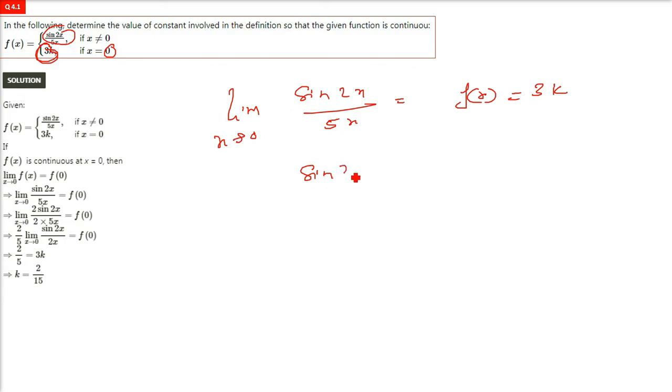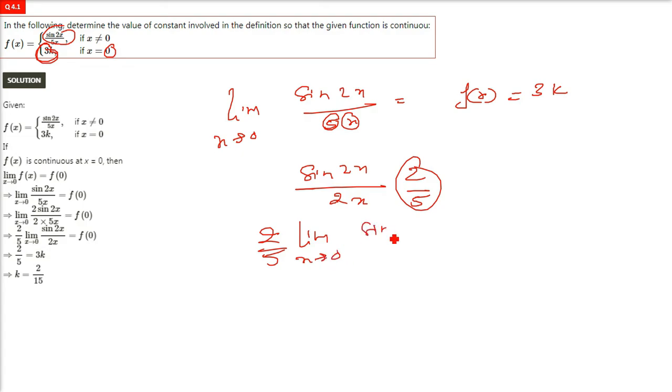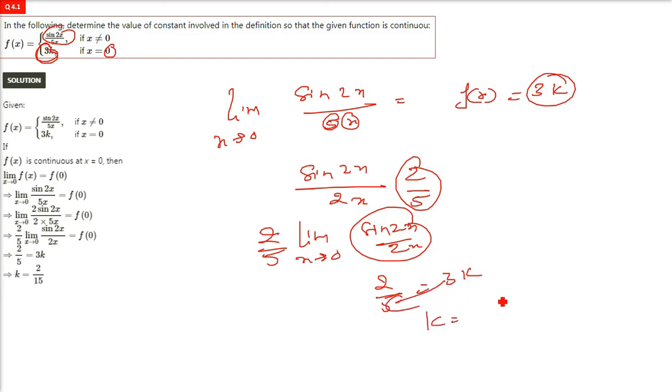So for sine 2x, we need to have a 2x in the denominator, or x is already there, we'll introduce a 2. So it is 2, x was already there. Now we have a 5 in the denominator, so 2 has to be taken up also because this 2 should be cancelled. Okay, now apply the limit. Taking 2 by 5 outside, so limit of sine 2x by 2x is going to be 1. We know that sine theta by theta, limit theta tends to 0, is 1. So it is 2 by 5. And it has to be equated with 3k. So k will be equal to 2 by 5 into 3, 2 by 15. K is 2 by 15. This is your answer. Okay.